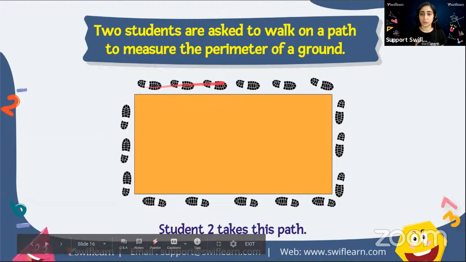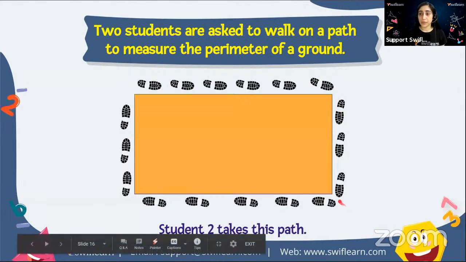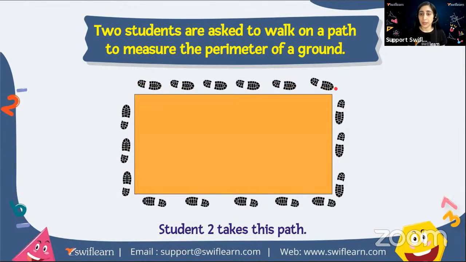So the second student, what does he do? He starts from the same point. He went down, then took a right turn, then again a right turn, then again a right turn, and he's back to the same point. So who did exactly what the perimeter says, the first student or the second? Who did exactly what is asked in the question? Tell me, who did good?